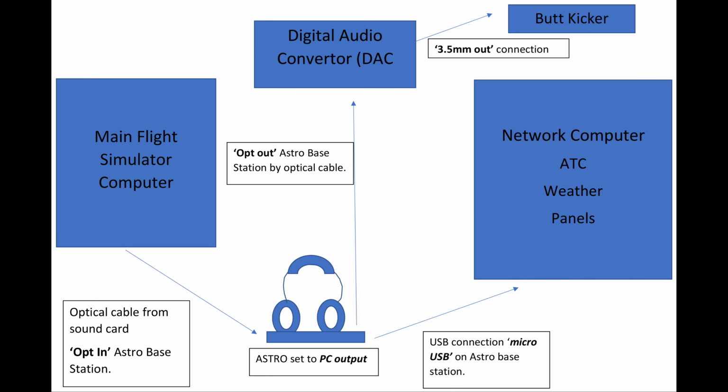And then if you're running a butt kicker or speakers, you can use the optical out connection on the Astro base station, using an optical cable, and plug that into a digital audio converter, which will allow you to use a 3.5mm plug out to your butt kicker or whatever else. So regardless of whether you've got a network PC or not, I still think the Astros are a straightforward way. You can connect up to the main PC.